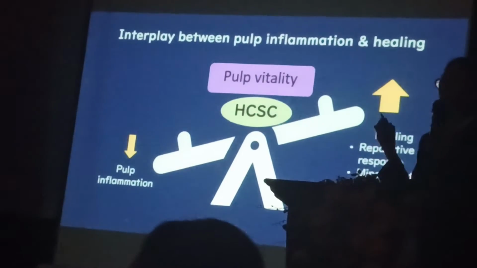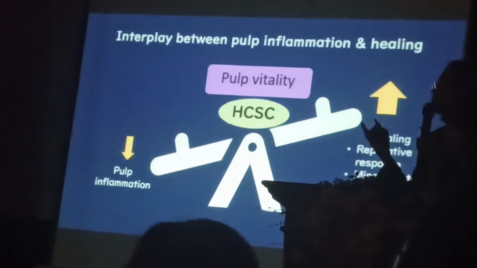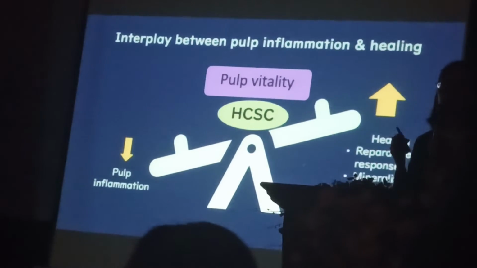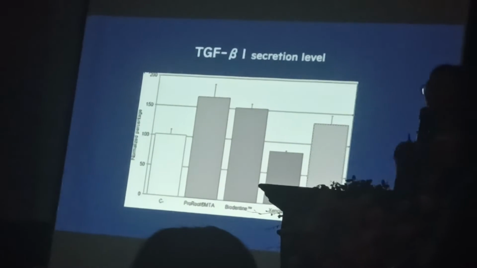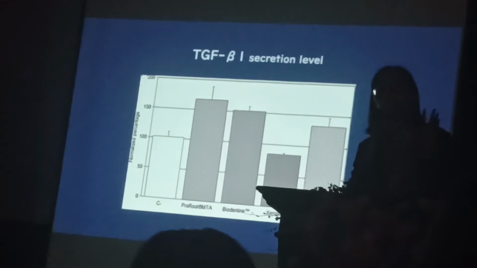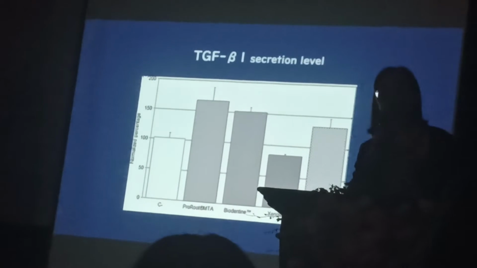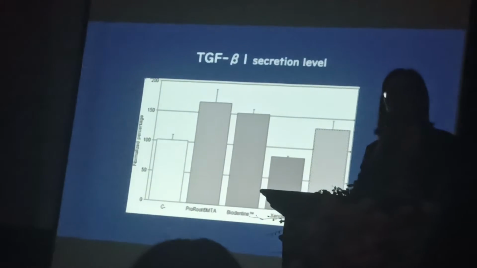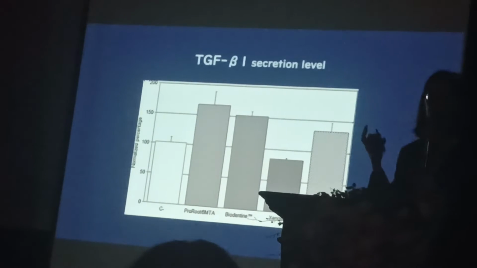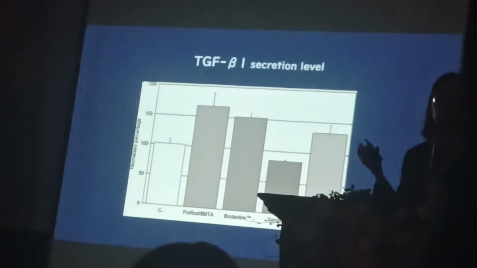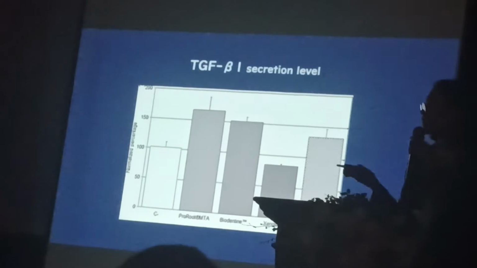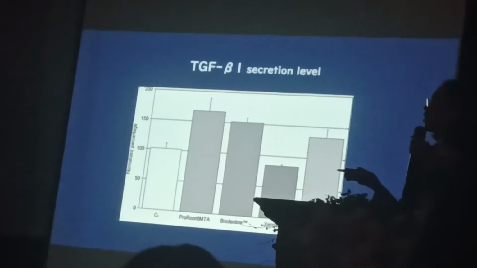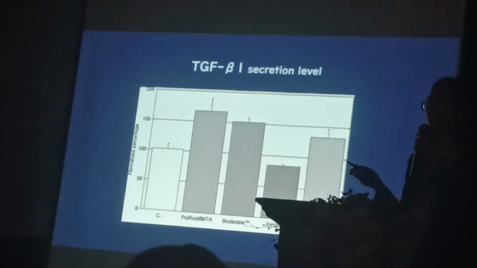And of course, because calcium silicate cement promotes healing and causes less pulp inflammation, the pulp can survive better. And how do we measure that? When the dentin is injured, it's going to induce stimulation, with growth factors released from dentinal tubules. One of them is TGF-beta1. And you can see from this slide that MTA and Biodentine produce more TGF-beta1 compared to calcium hydroxide.